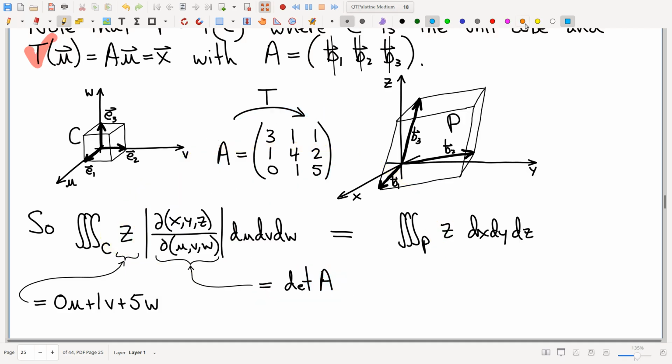My bounds, of course, are a freebie. My bounds here are the unit cube, 0 to 1, 0 to 1, 0 to 1. Can't beat that.